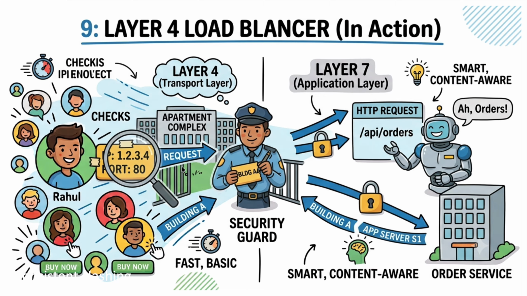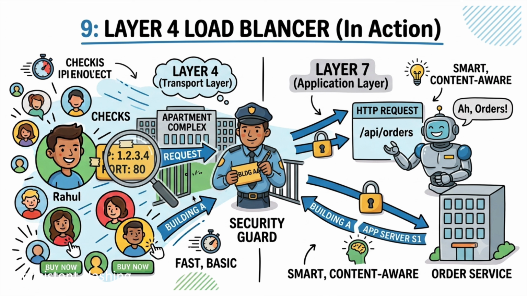Suppose Rahul is entering a large apartment complex. The security guard checks only one thing: which apartment number should Rahul visit? The guard does not ask why he is visiting, he simply directs him to the correct building. That's exactly how a layer 4 load balancer works.